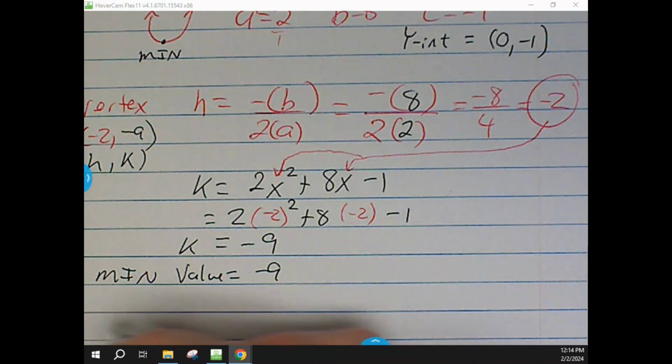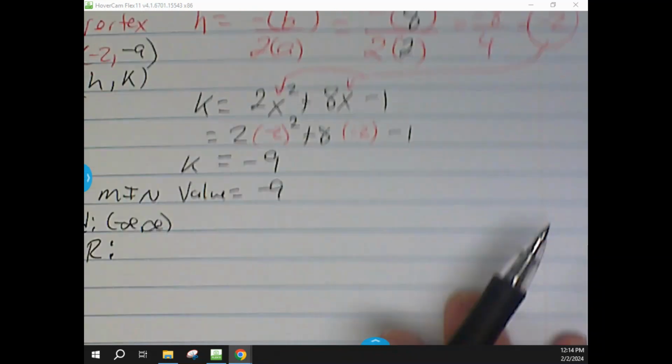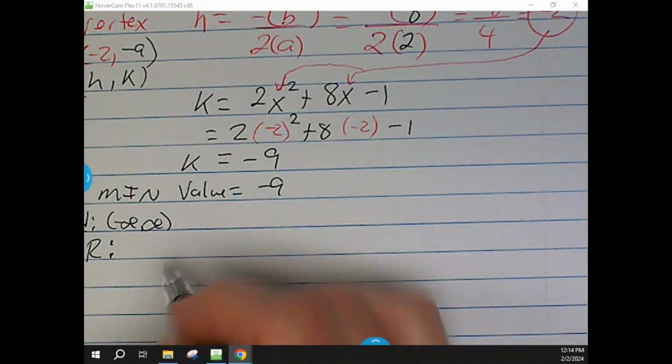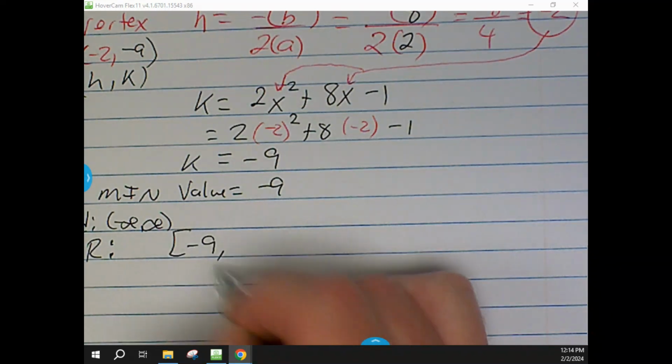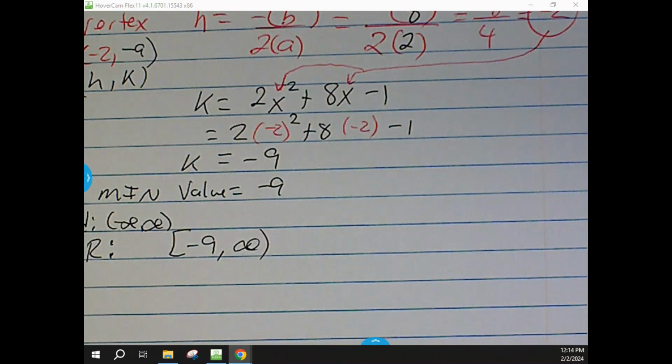All right, domain. We know it's going to be negative infinity to infinity because that answer never changes. For your range, since that's the minimum, we get to start with that number. So we're going to start at negative 9, and we know the graph is going up, so it's going to go up to positive infinity.